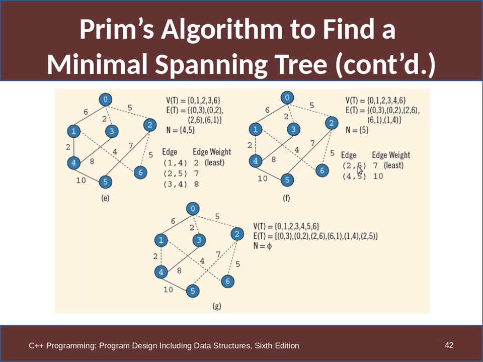The last node is 5. We evaluate all the edges going to 5, which is basically 2 to 5 and 4 to 5. 7's the least, so we add that. Number of nodes left is the empty set. That means we have the graph up here.